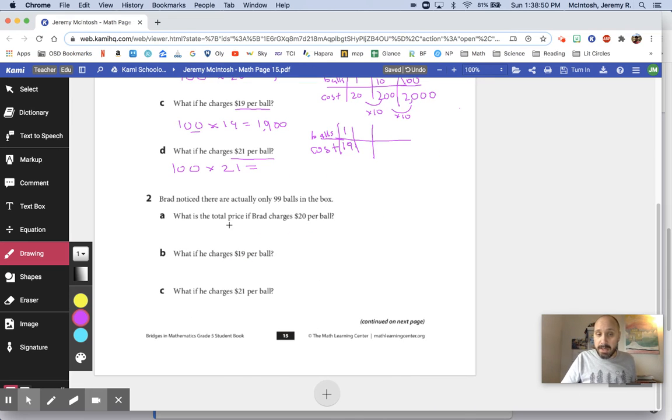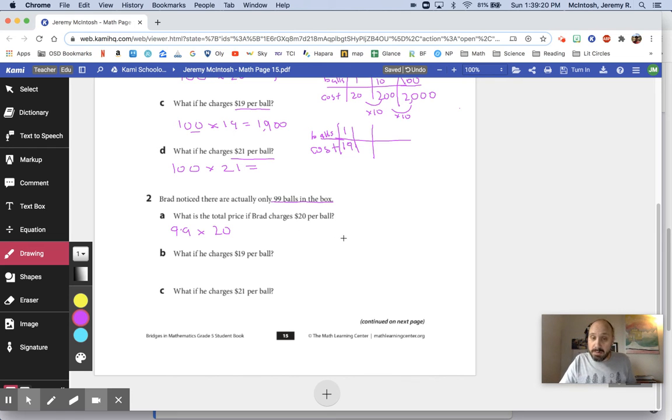So number 2 is a little trickier because now Brad notices that there's only 99 balls in the box instead of 100. So we're taking 1 ball away, okay? So what's the total price if he wants to charge $20 per ball? So the expression is 99 times 20, right? We have 99 balls and we're multiplying that by 20. So there's several ways that you could solve this. I'm sure that you're thinking about it right now.